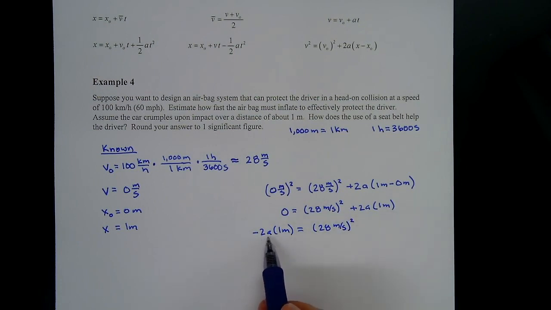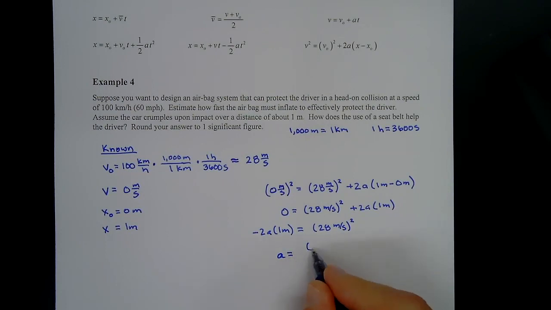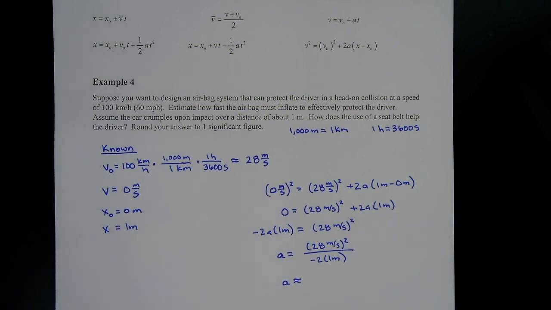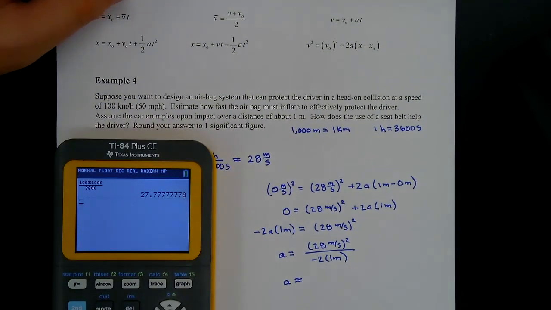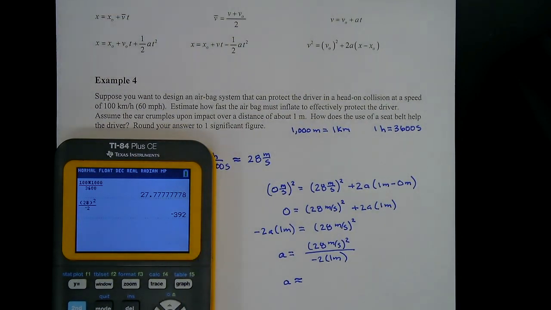And then I'm going to divide by it, and I wind up with a is equal to 28 meters per second squared all over negative 2 times 1 meter. So this is going to become meters per second squared. My acceleration, I'm going to round to two significant figures again. So in my calculator, I'm going to put in 28 squared and then divide by negative 2 times 1, which is just negative 2. We get 392. If you use negative 392, you'd be good.